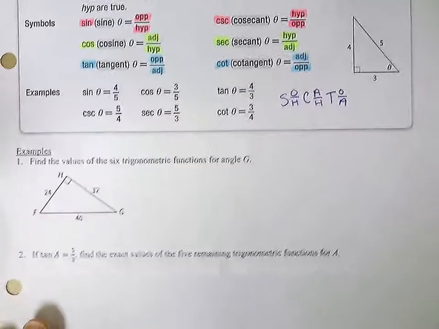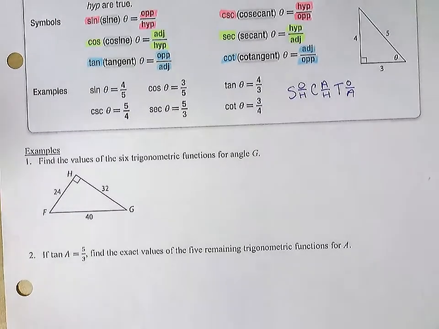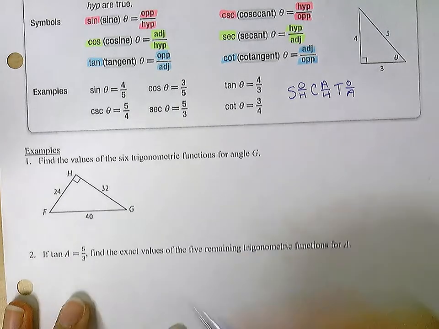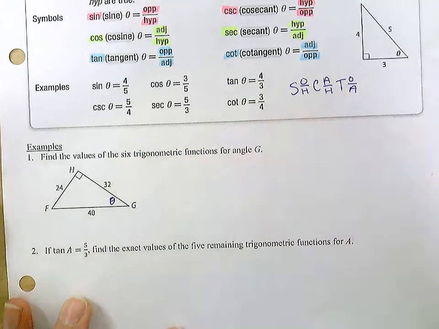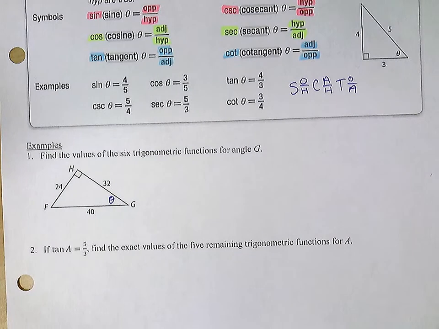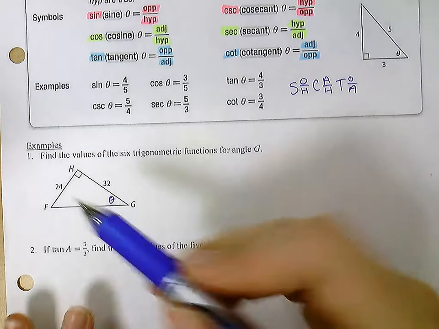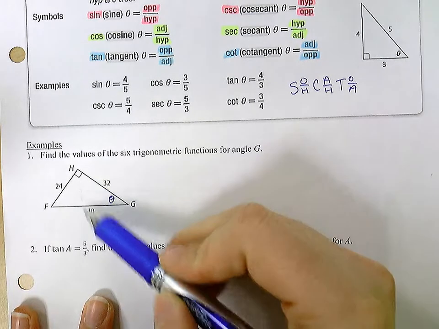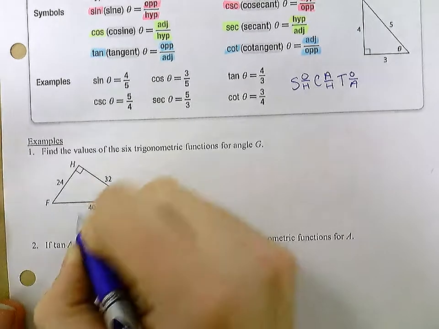In our example 1 here, we want to find the 6 trig functions for angle G. So we're going to treat angle G like theta. From angle G, I'm going to label each of my sides. The side opposite the 90-degree angle is always your hypotenuse.